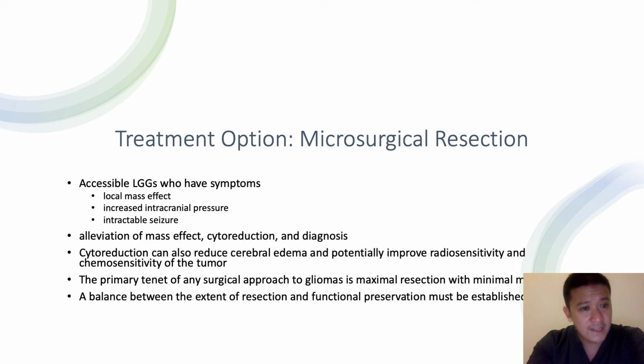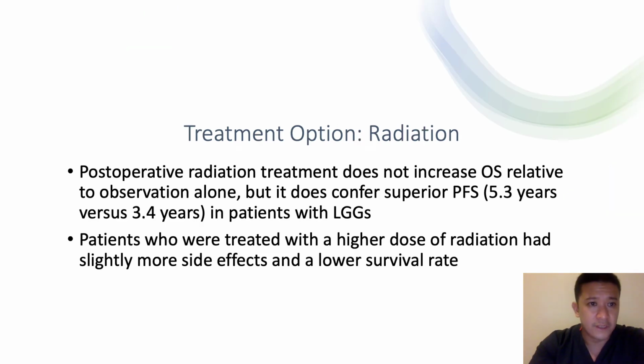The primary tenet of any surgical approach to gliomas is maximal resection with minimal morbidity and mortality. And a balance between the extent of resection and functional preservation must be established. So there is no point in removing a tumor if the patient cannot walk afterwards. So you have to consider the functional capability of the patient as well as the resection of the tumor. Very important. So another treatment option is radiation.